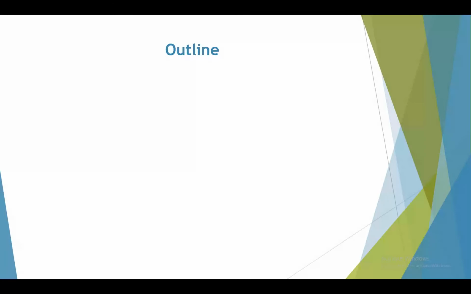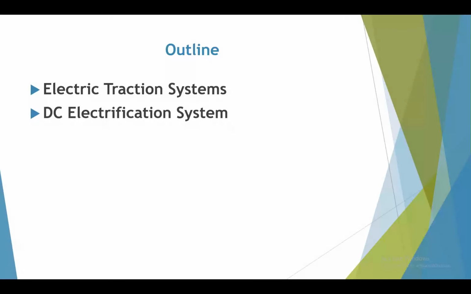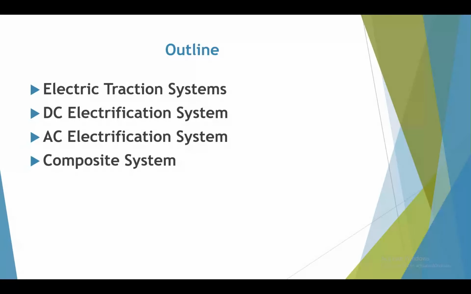Today we are going to study the electric traction system and its types, that is, the DC electrification system, the AC electrification system, and the composite system.